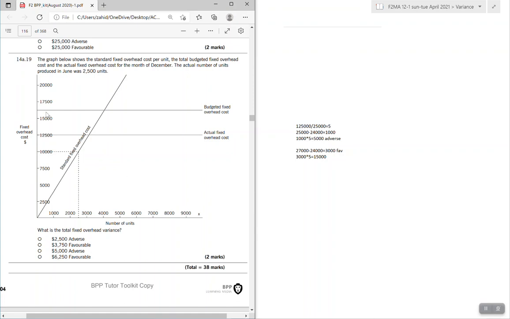Okay, so we have to find data from the graph. At the top, we have actual number of units produced, 2,500. We have budgeted fixed overheads, we have actual fixed overheads, and then we have some ratios here. So we have two things: expenditure variance and volume variance. Both of them combined will give you total variance. Actual overheads is 12,500. When we compare that with budgeted total, it will give us expenditure. This is 12,500, but we don't know this one.